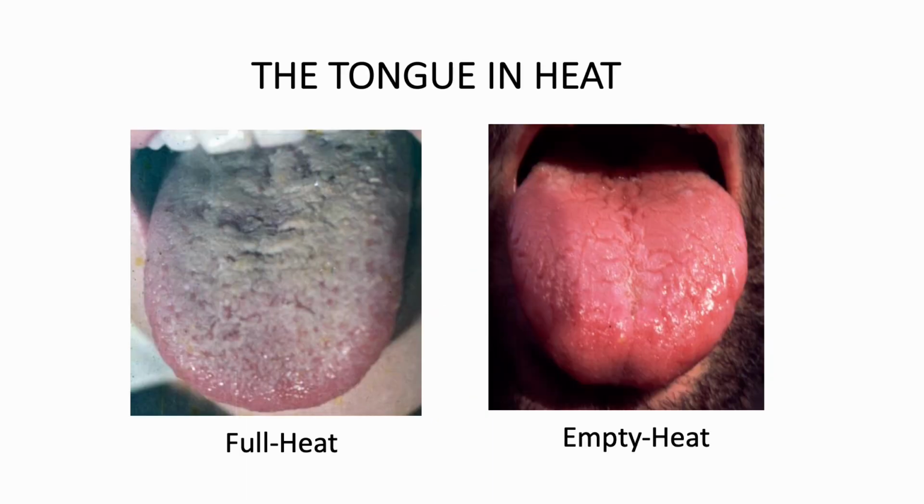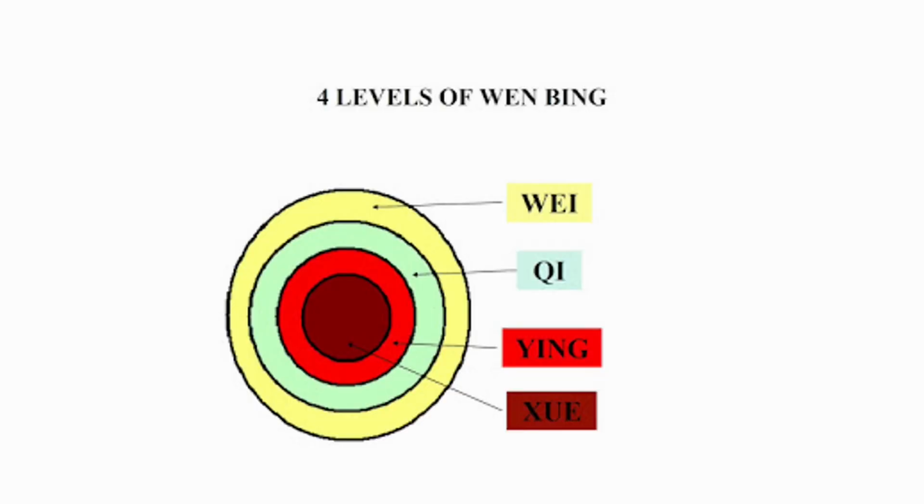Heat always manifests with a red body color, and when examining a red tongue, the first question we ask is whether the tongue has a coating or not. A red tongue with a coating with root, whatever its color, indicates full heat, whereas a red tongue without coating or with a rootless coating indicates empty heat. Full heat, red tongue with coating; empty heat, red tongue without coating.